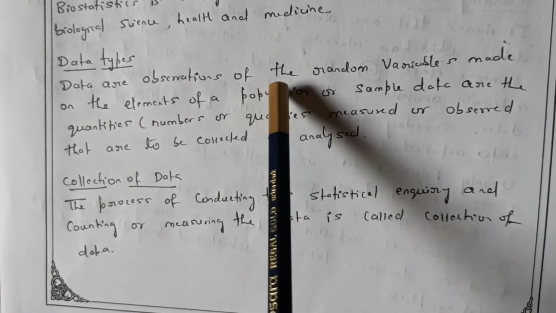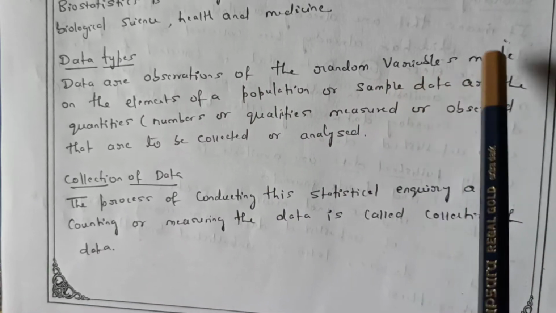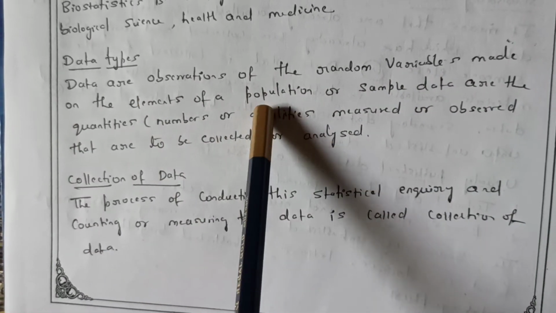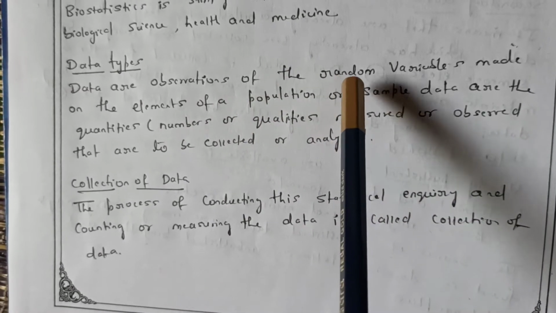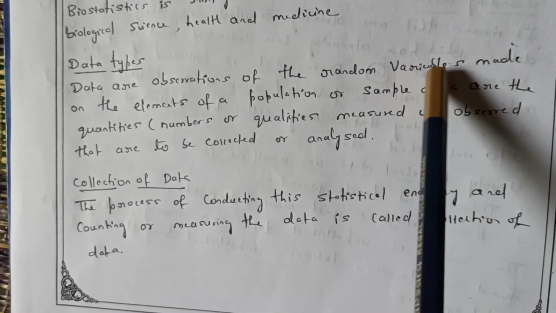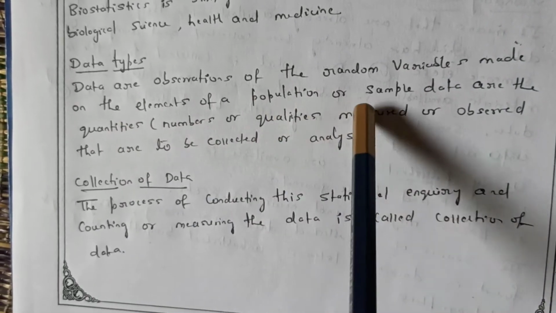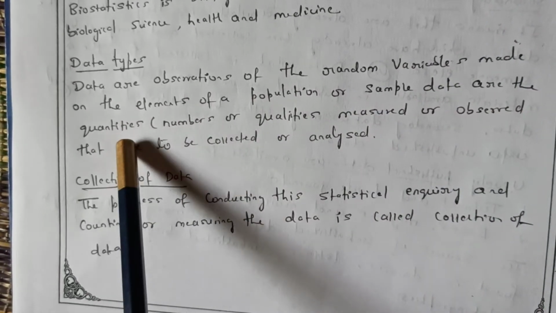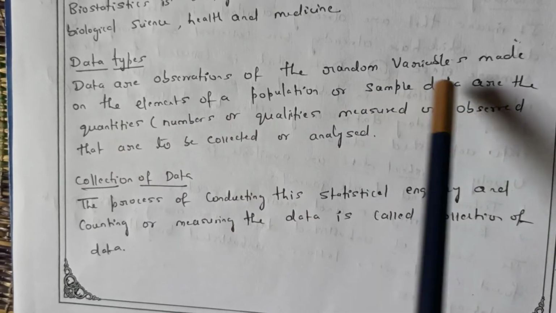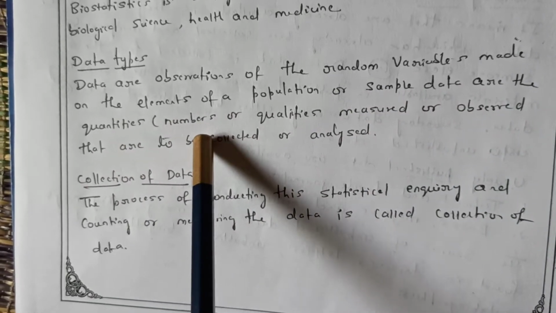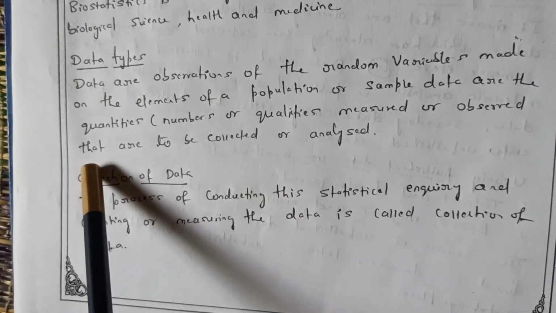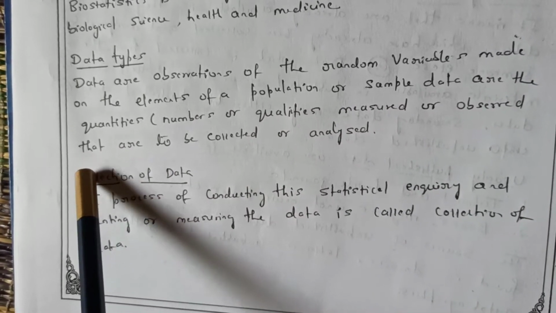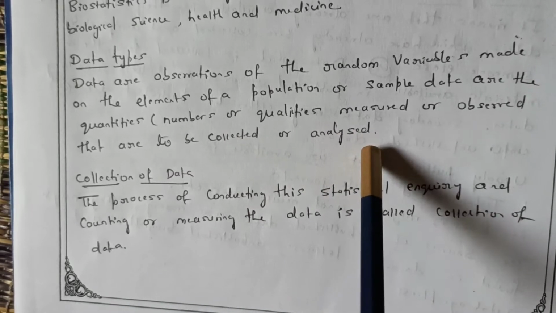Data are the observations of the random variables made on the elements of a population. So among some of the population, you will observe the different random variables. So that is called data or sample data or the quantities. Sample data in the sense they may be either numbers or qualities measured, or observed numbers or qualities that are to be collected or analyzed.